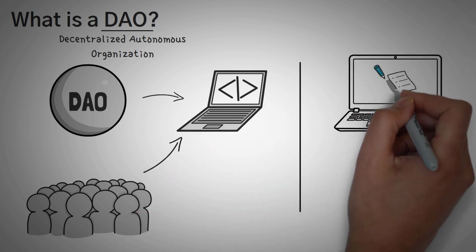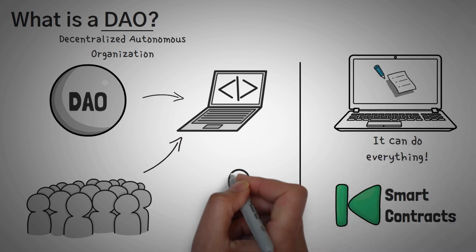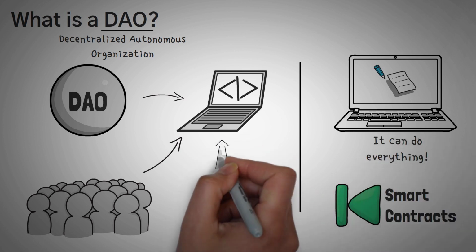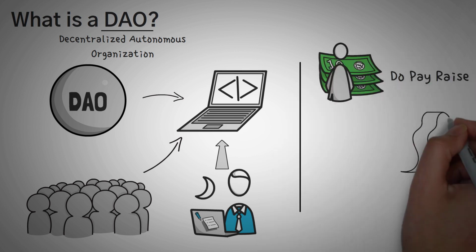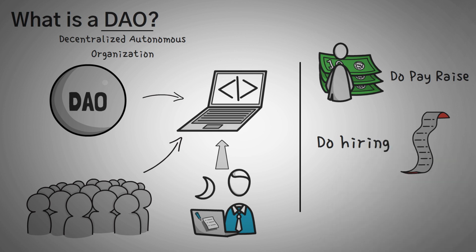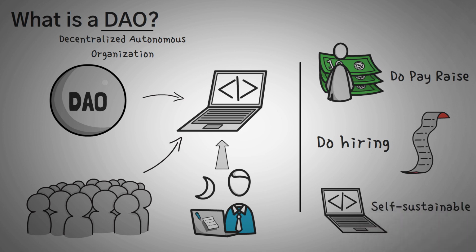Smart contracts, which if you don't know what a smart contract is, you should definitely watch our video on it, can do just about anything if you're smart enough to program them to do so. This means instead of asking for a raise from your boss or trying to decide who to hire from a list of applicants, a smart contract will simply do these tasks, making the whole organization self-sustainable or autonomous.